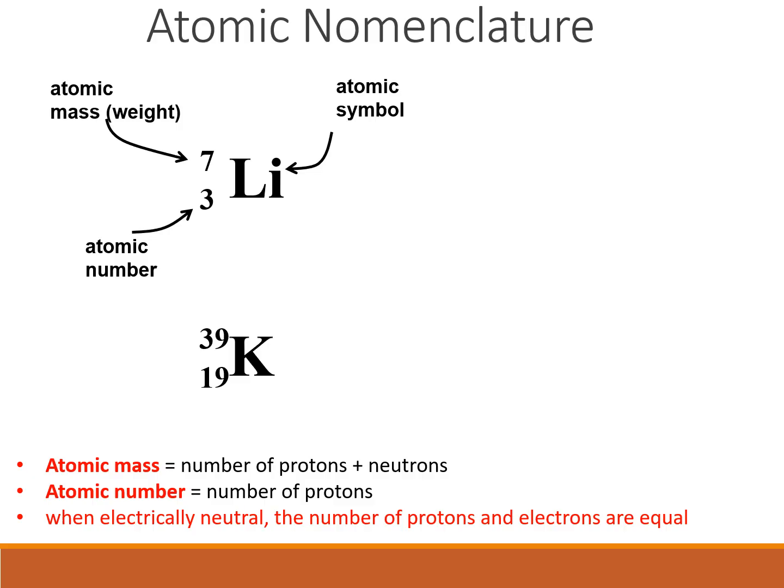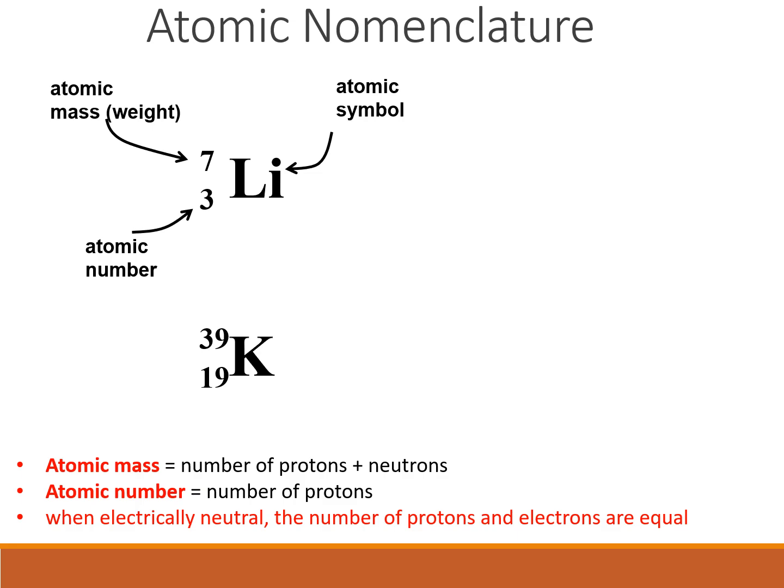I've picked lithium and potassium. You can see each one of these has an atomic symbol, Li for lithium and K for potassium. These are often based on the Latin words. You can see also that we have an atomic number, which is going to be the number of protons. Now, when electrically neutral, in other words, when this atom has no charge, the number of protons and electrons equal one another. So in an electrically neutral atom, you know the number of electrons if you know the atomic number. To figure out the number of neutrons, all we have to do is just do a little bit of subtraction.